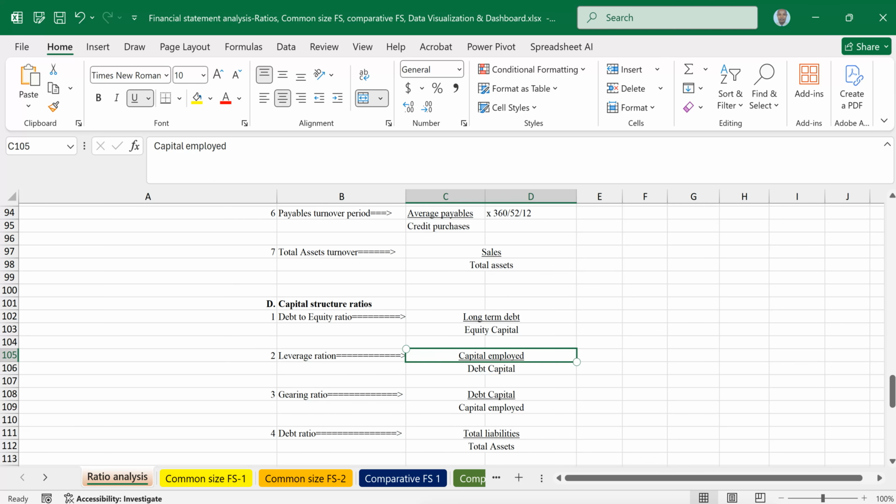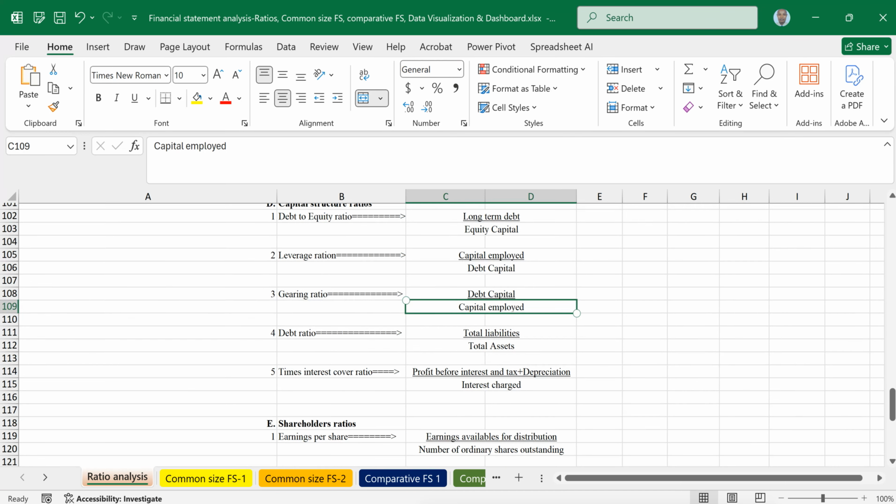Capital employed is total assets minus current liabilities. Gearing ratio is the reciprocal of the leverage ratio. That is given by debt capital over capital employed, as can be seen there. Then you have the debt ratio, which is total liabilities over total assets. It shows you how you finance your assets. Maybe you have assets that you finance majorly through debt capital or liabilities.